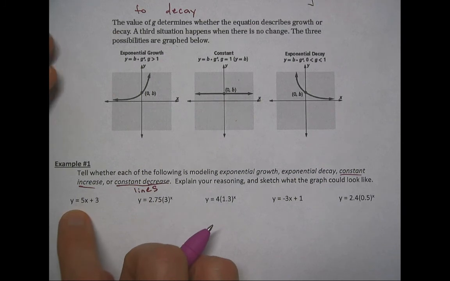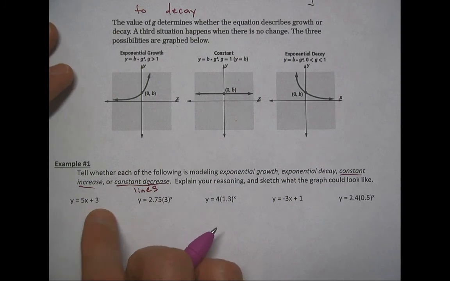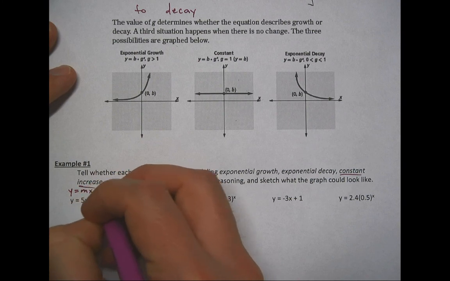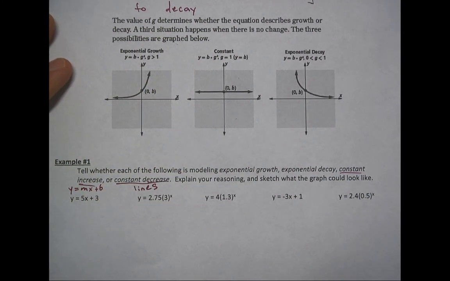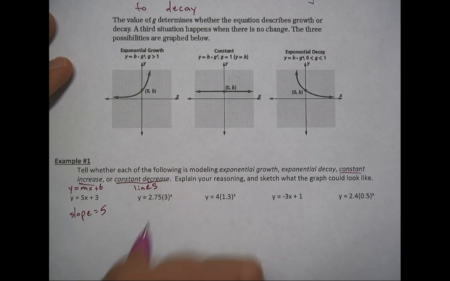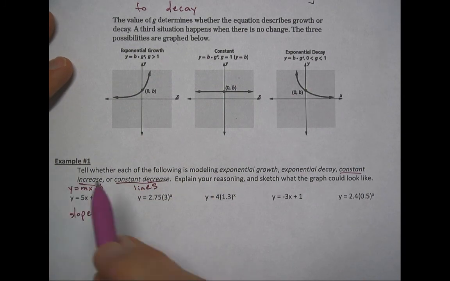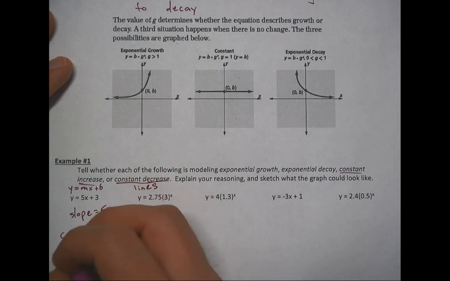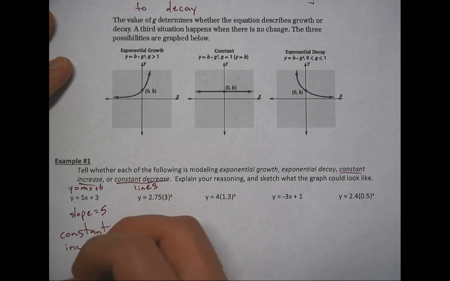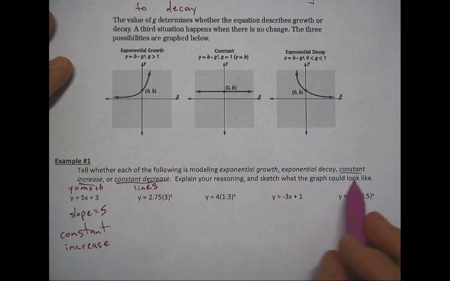So starting with something we've been working with all year, y equals 5x plus 3. That's in y equals mx plus b form. We don't have any exponents, right? We're not raising anything. So this right here has a slope of 5. Slope means that's what it goes at. That's the rate of increase the entire time. Since it's positive, this is a constant increase.